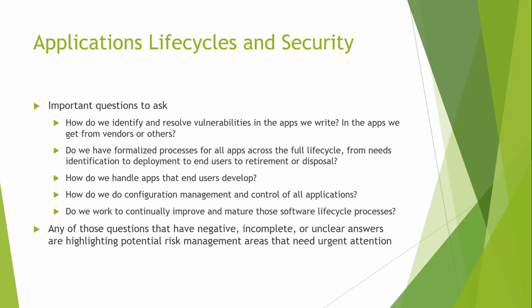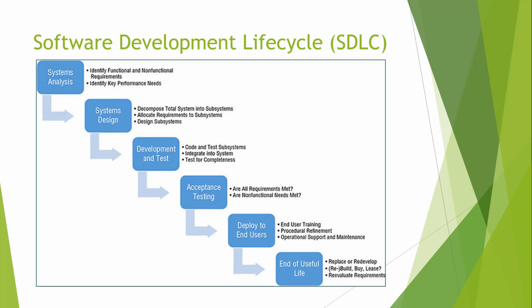So there is a life cycle for this software development. The life cycle is called the Software Development Life Cycle, SDLC. There are 6 main stages: system analysis, system design, development and test, accept and test, deploy to end users, end of useful life. So keep in mind, with this process, this is called a waterfall process. Start with the very highest task, and then it drops down to each lower preceding task. Each area has a very specific criteria that it's doing.